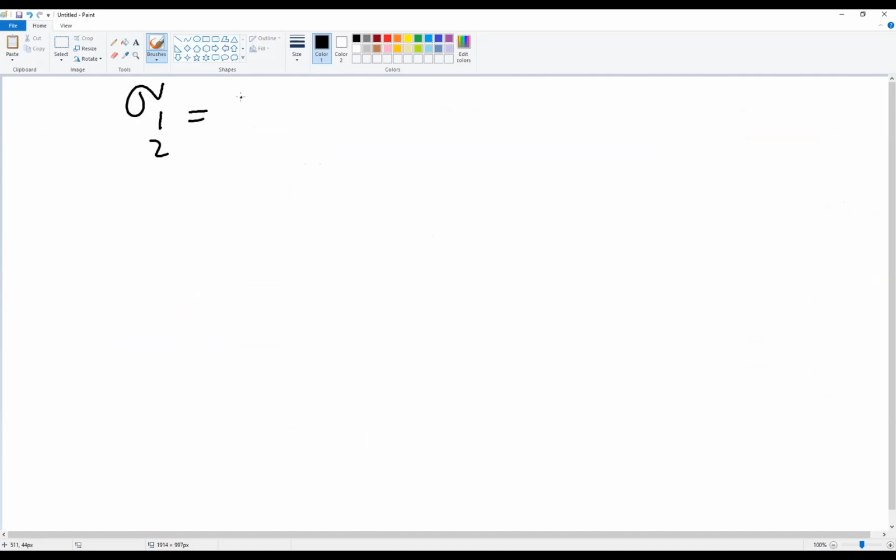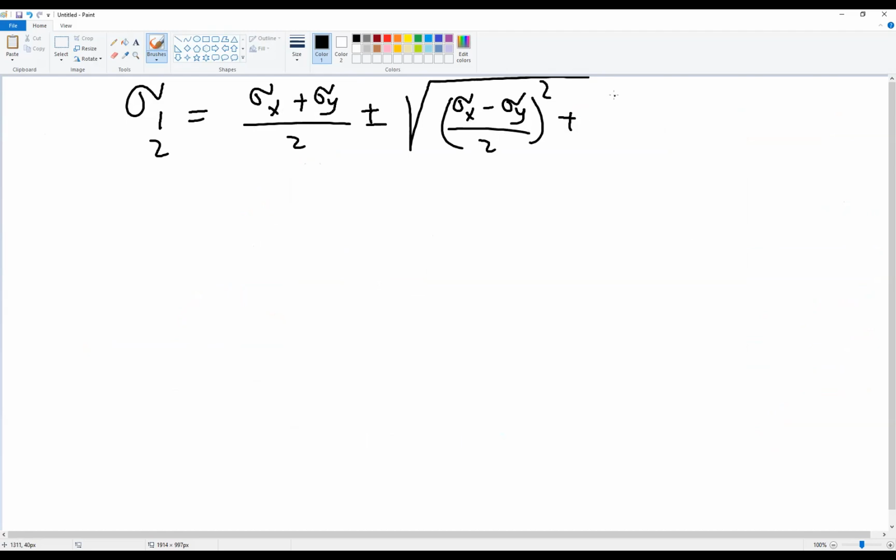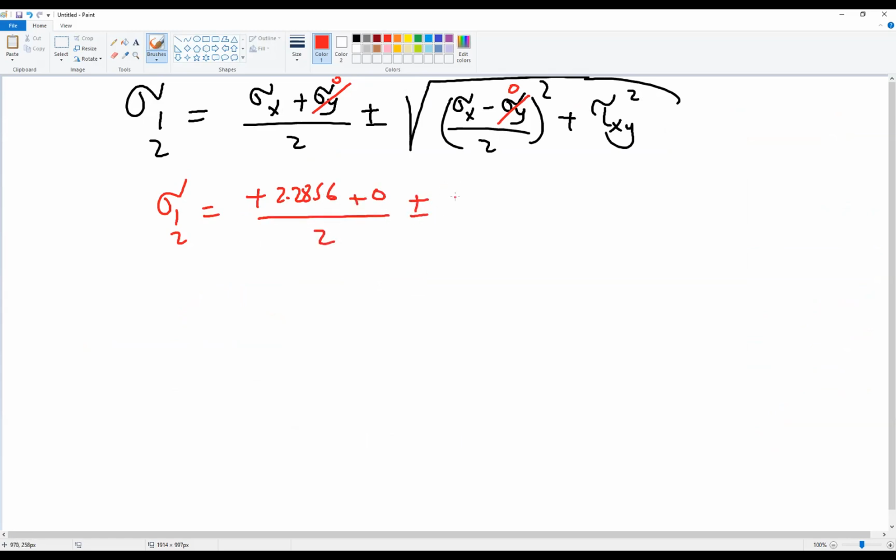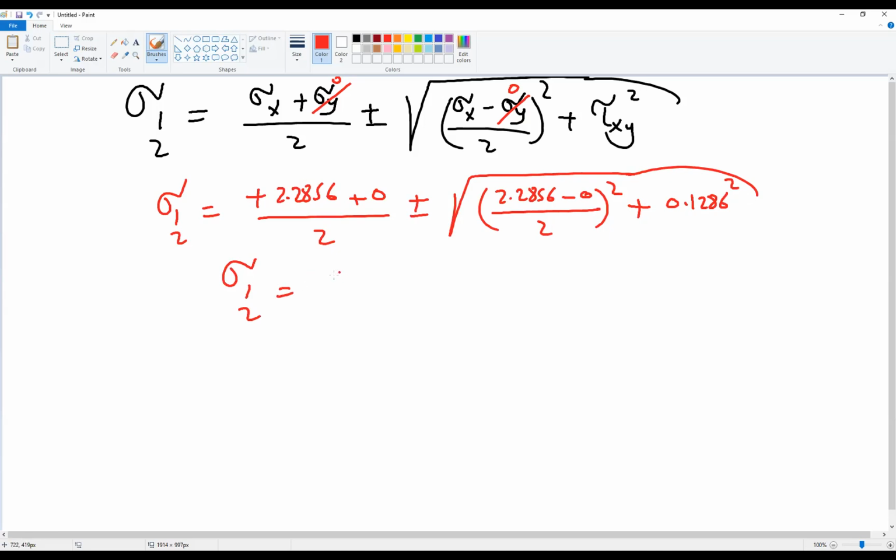Now we can substitute in the formula: sigma 1,2 equals sigma x plus sigma y divided by 2, plus or minus the square root of sigma x minus sigma y divided by 2, squared, plus tau xy squared. Here sigma y is 0, so sigma 1,2 will be 2.2856 plus 0 divided by 2, plus or minus the square root of 2.2856 minus 0 divided by 2 squared, plus 0.1286 squared. This gives us sigma 1,2 equals 1.428 plus or minus 1.15.